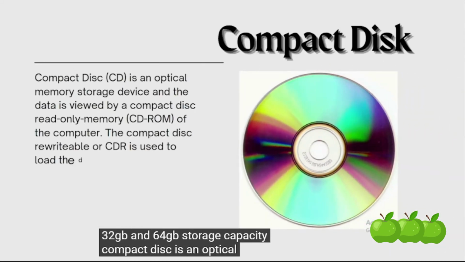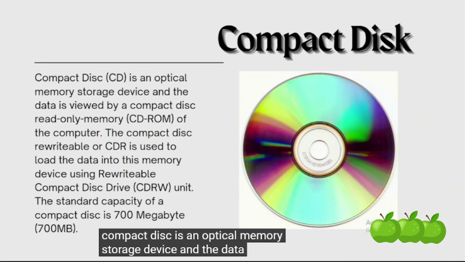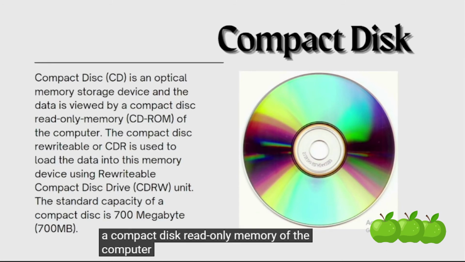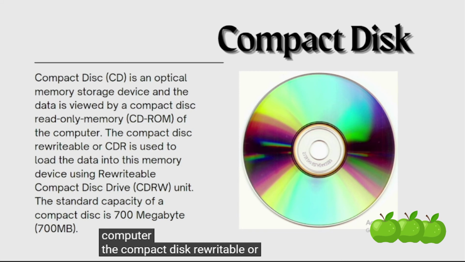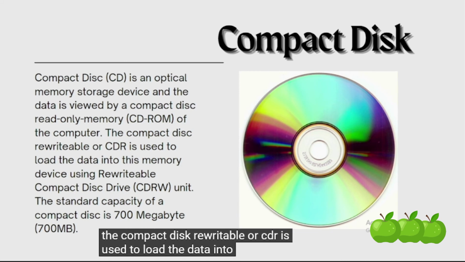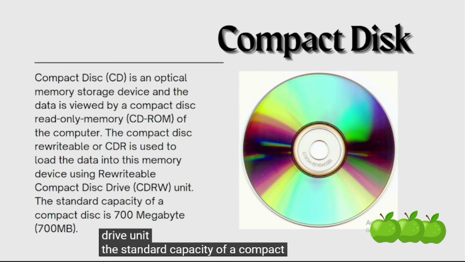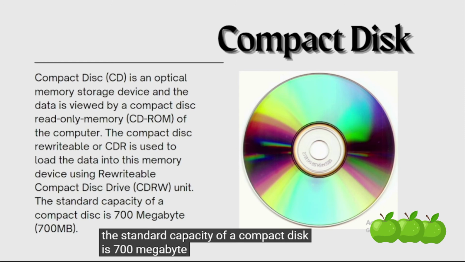Compact disc is an optical memory storage device and the data is viewed by a compact disc read-only memory of the computer. The compact disc rewritable or CD-R is used to load the data into this memory device using a rewritable compact disc drive unit. The standard capacity of a compact disc is 700 MB.